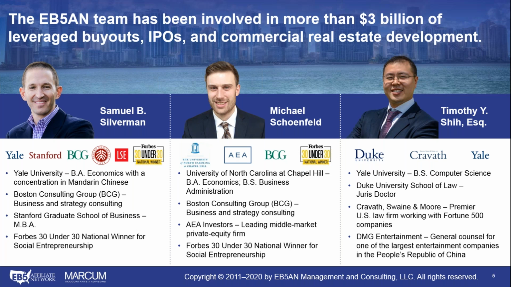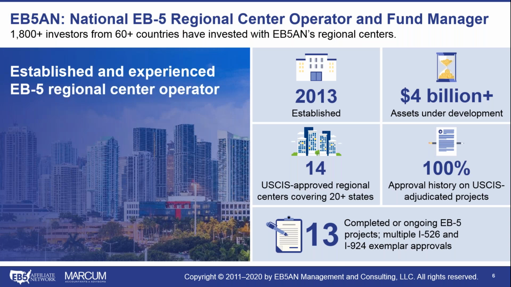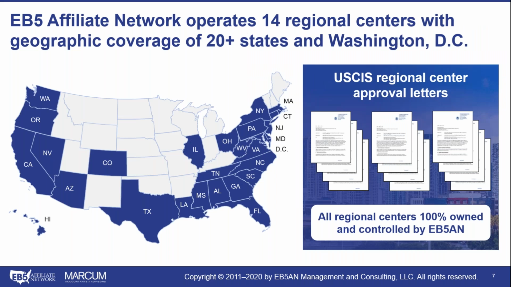Great. Thanks, Mike. So for additional background on EB-5 Affiliate Network, or EB-5AN, we're a national regional center operator and fund manager. We own and operate all these regional centers ourselves, and we also manage select EB-5 projects as well. Here are some high-level numbers on the right side. And in terms of our regional center coverage network, this map shows generally where we have approved regional centers around the country.